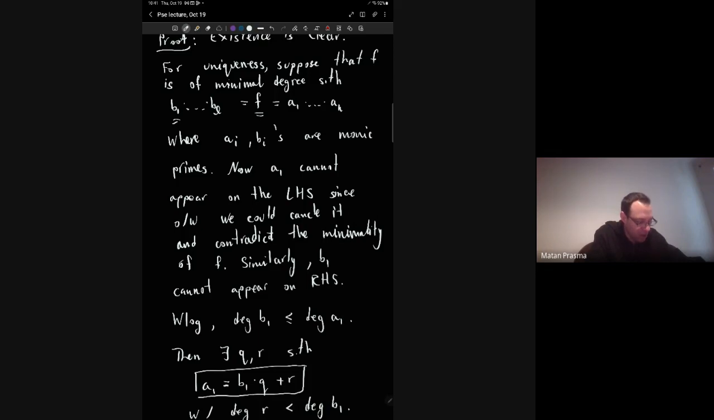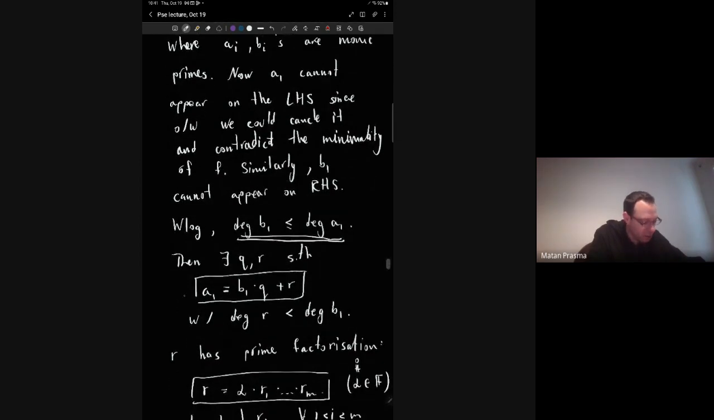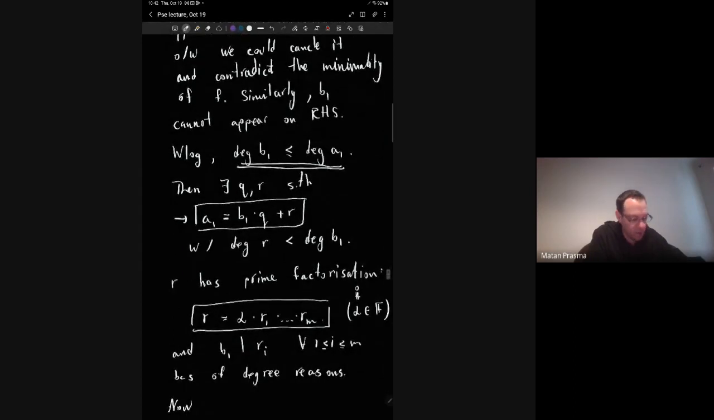So now, just for convenience, I assume that the degree of B1 is smaller or equal than the degree of A1, and then I do long division. I do A1 modulo B1. I get some quotient and remainder, and the remainder is guaranteed to be of a lower degree than B1.